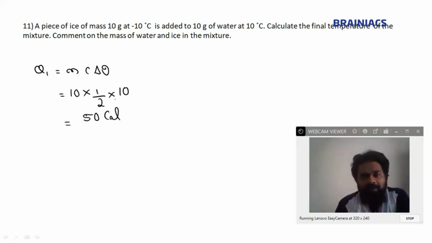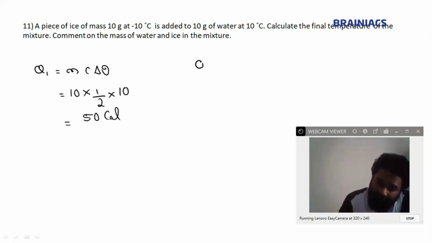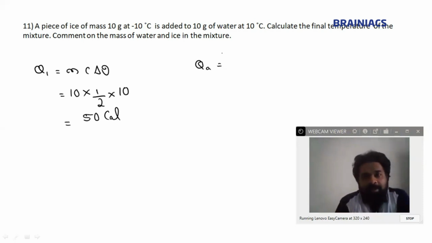50 calorie, if it gets, this ice will become ice at 0 degrees Celsius. Let it be there. We will come to this side, QA. Now here, this is water at 10 degrees Celsius. So what is the next state for water? Water can become water at 0 degrees Celsius.